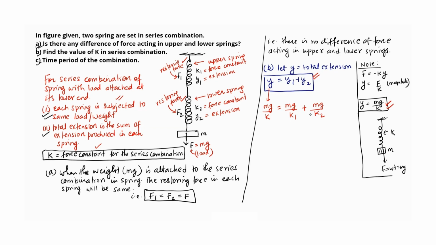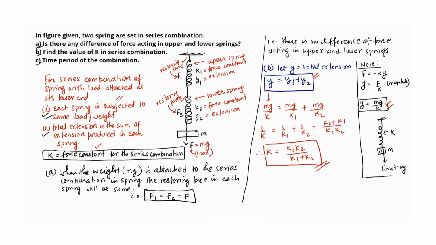Therefore, after simplifying, we can write 1 by k equals 1 by k1 plus 1 by k2. Therefore, k equals k1 k2 by k1 plus k2. So this is the value of k in series combination. Clear?